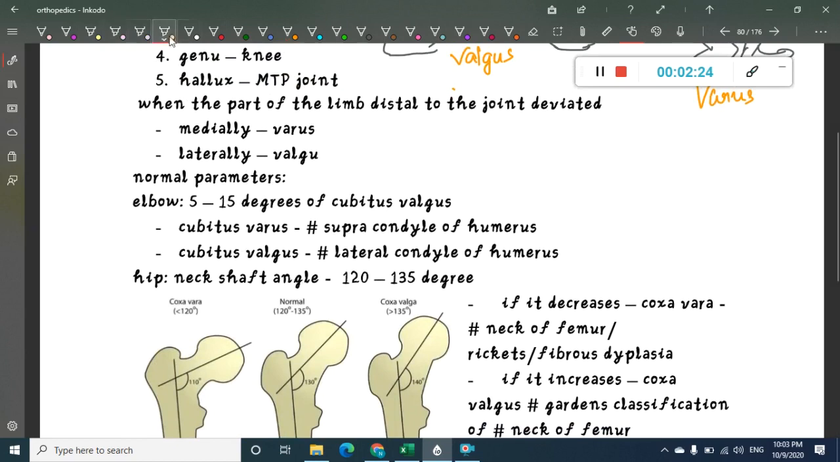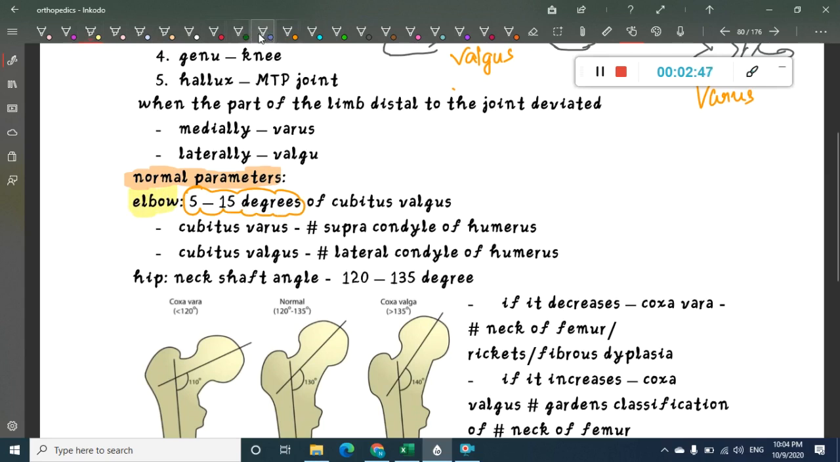For the normal parameters, always elbow has at least 5 to 15 degrees of varus. Okay, if you see elbow, at least 5 to 15 degrees of varus is present in the elbow. Then we have cubitus varus and cubitus valgus.